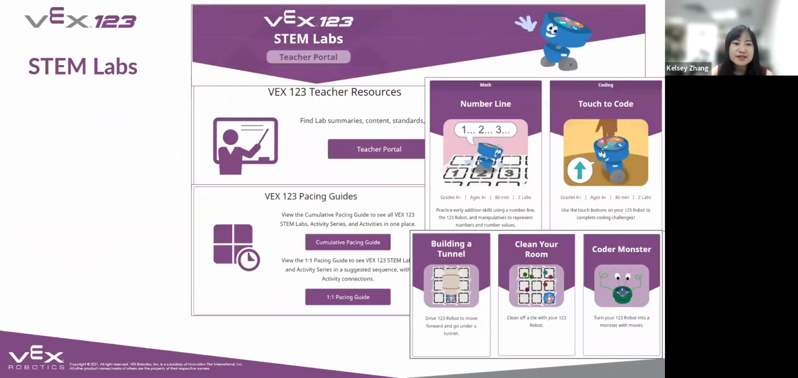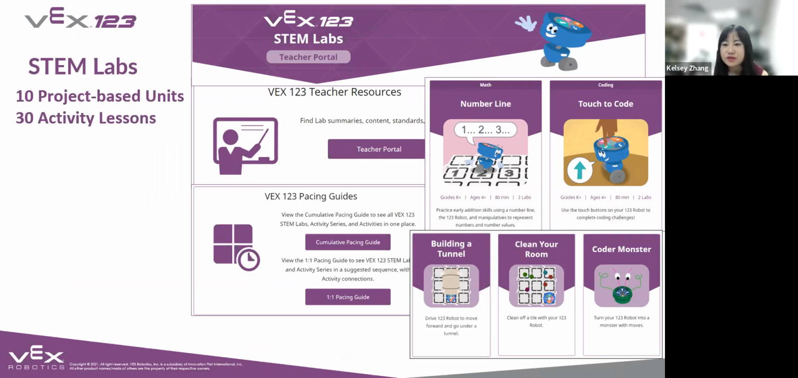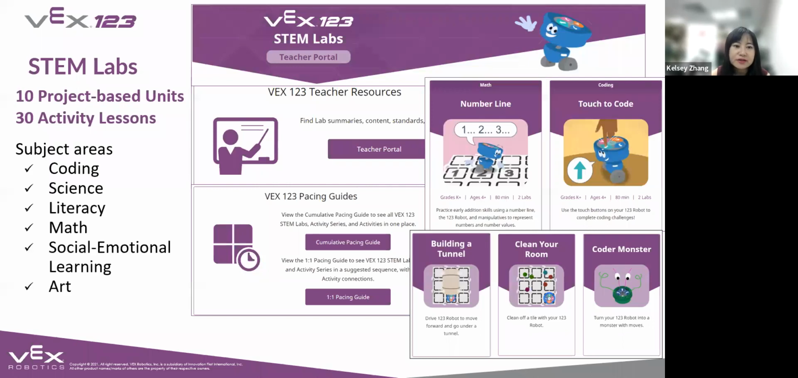For the 1, 2, 3 STEM labs, our STEM curriculum, we've provided you with 10 project-based units plus 30 activity lessons. Those activity lessons can function as supplementary activities or extracurricular activities. All those units and activities are categorized into 6 subject areas: coding, science, literacy, math, social emotional learning, and art. So students will be able to learn the knowledge and skills related to those 6 subjects.